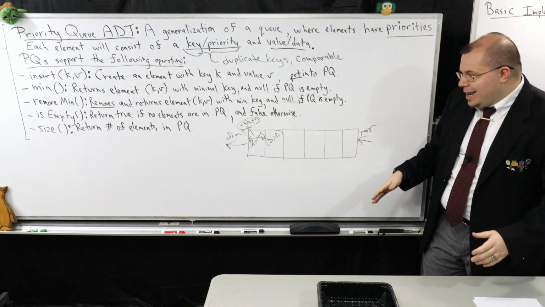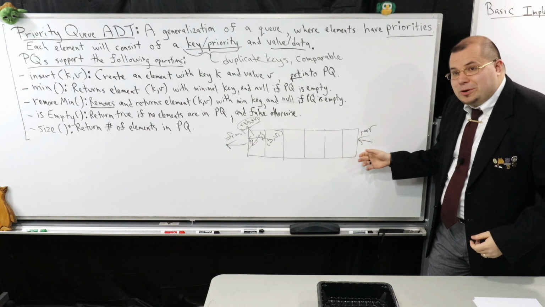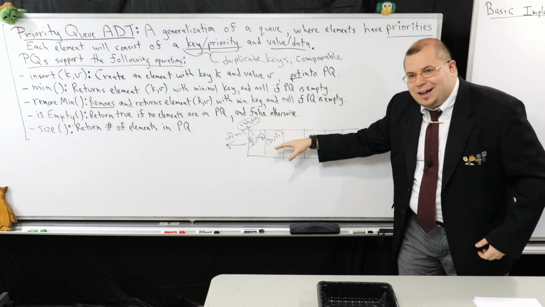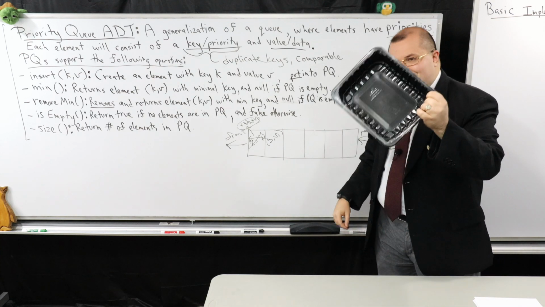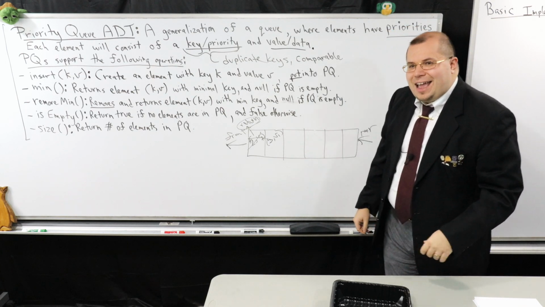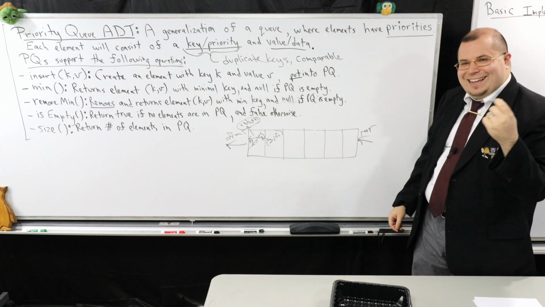So you can view it like a queue where people can shortcut in front of other elements, or you could see it as just a collection of elements like this, and you just put them in there.